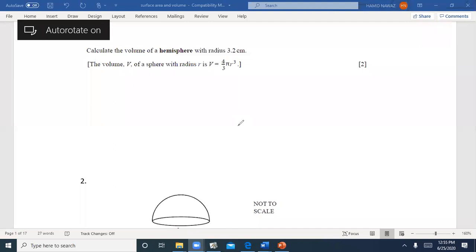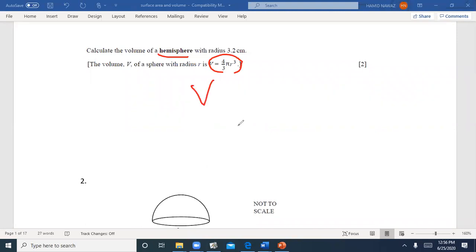Okay, so calculate the volume of hemisphere with radius 3.2, and the volume of hemisphere is given to you. Okay, there it is given. But it is a hemisphere. It's written in bold letters. Do remember, whenever something is given in bold letters in the exam, it has some importance. You can't just neglect it. So, hemisphere volume will become what? It will be half. So, it will become 2 by 3 pi r cube.